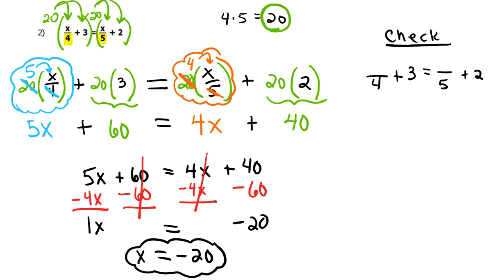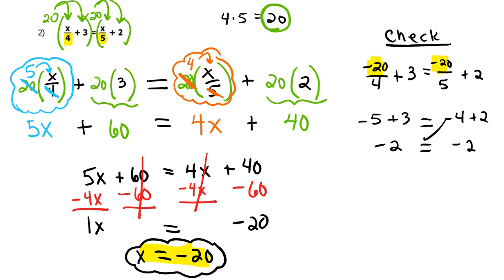So go back to the original problem. Everywhere there is an x, which was here and here, you are going to put in the negative 20. And then just check the equality. For the left side of the equal sign, you divide before you add. So negative 20 divided by 4 is a negative 5. Negative 5 plus 3 is a negative 2. And then on the right side, you would divide before you add. So negative 20 divided by 5 is negative 4, and negative 4 plus 2 is a negative 2.